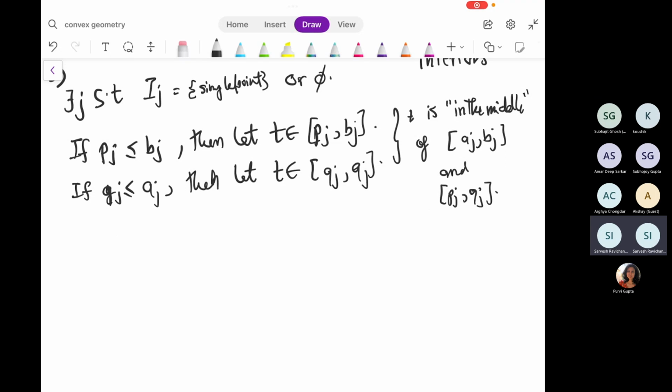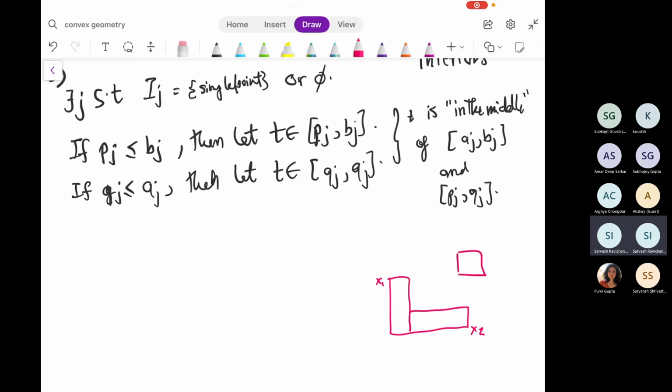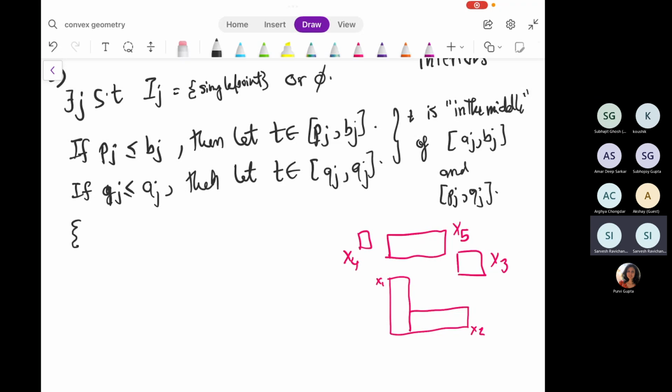So let's draw a diagram again. I'm a fan of diagrams, as you can make out. So perhaps this is X1 and this is X2, right? Let's draw some other boxes just for the sake of it. So this is perhaps X3, maybe this is X4, maybe this is X5, and so on, right? Now, what would a Hadwiger Ohmann cut look like? Now, what I claim here is that I have found a J and I have found a T.